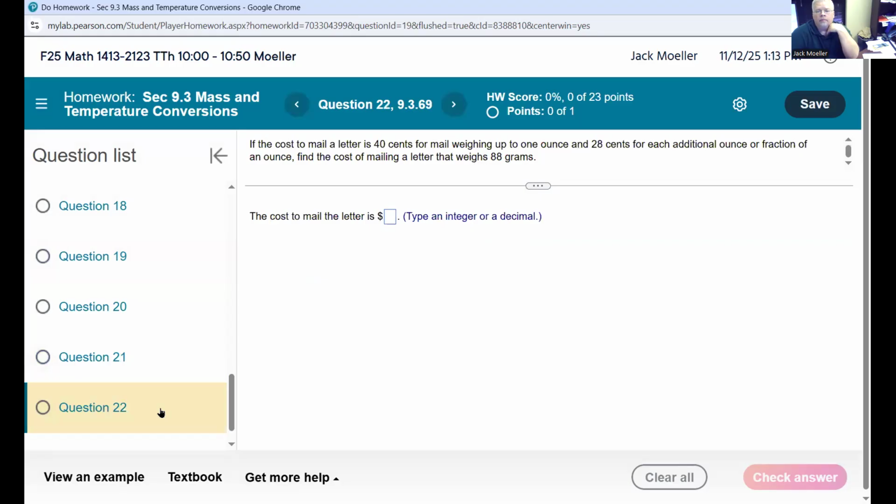Actually, I may come back and do that one after we do this. So here is 22. The cost to mail a letter is 40 cents for mail weighing up to 1 ounce and 28 cents for each additional ounce or fraction of an ounce. Find the cost for mailing a letter that weighs 88 grams.